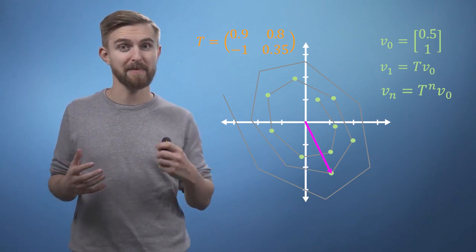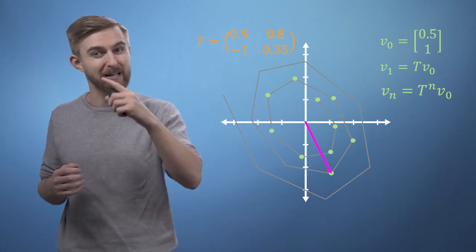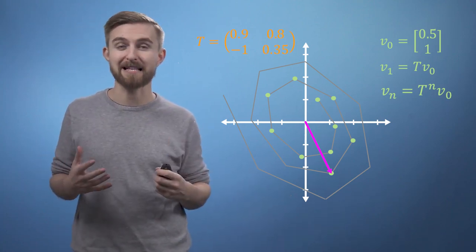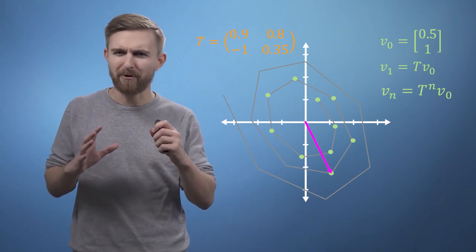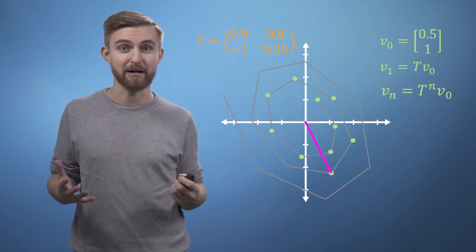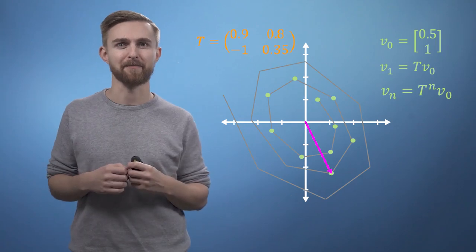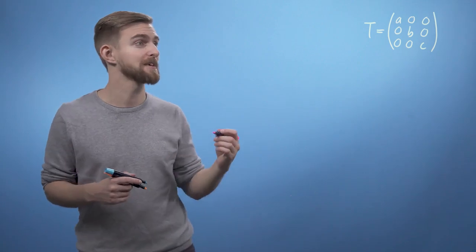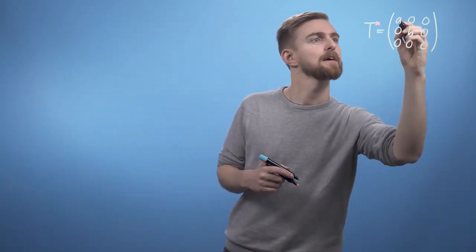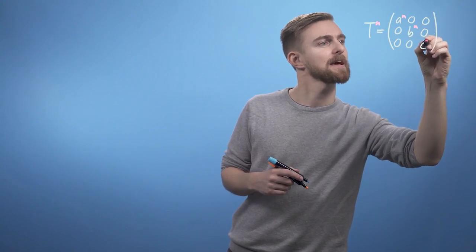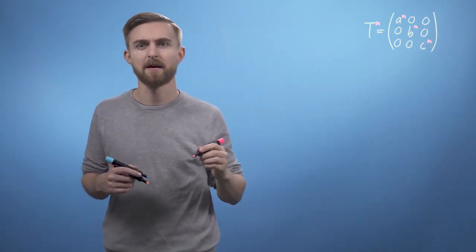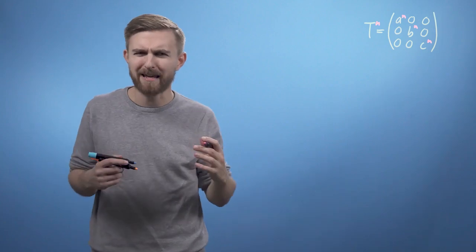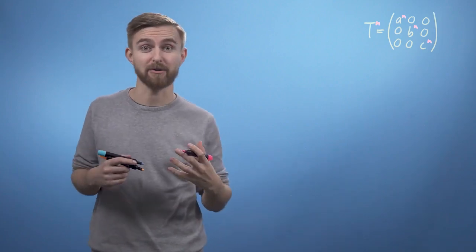If all the terms in the matrix are 0, except for those along the leading diagonal, we refer to it as a diagonal matrix. And when raising matrices to powers, diagonal matrices make things a lot easier. In fact, have a go just now to see what I mean. All you need to do is put each of the terms on the diagonal to the power of n, and you've got the answer. So, in this case, T to the n is a to the n, b to the n, and c to the n. It's simple enough. But what if T is not a diagonal matrix?